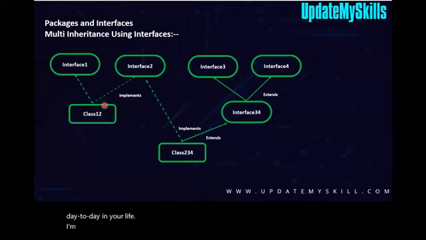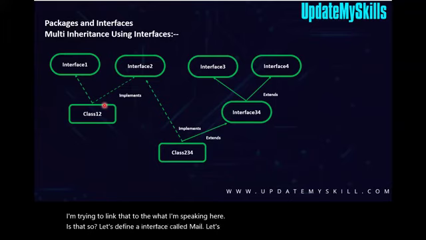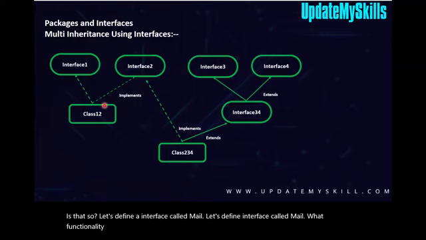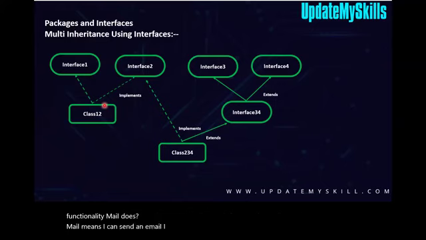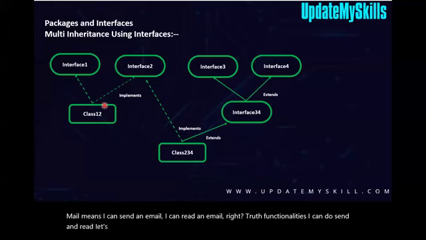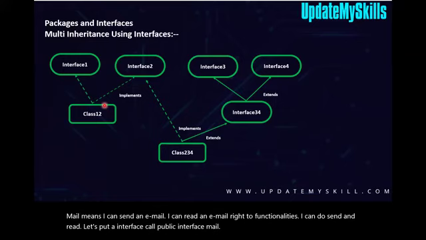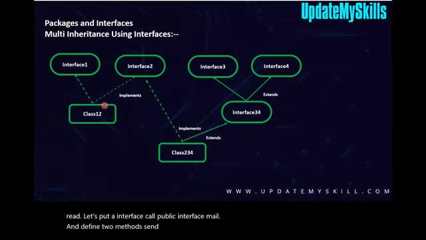I'm trying to link that to what I'm speaking about here. Let's define an interface called mail. What functionality does mail have? Mail means I can send an email and I can read an email, right? Two functionalities, send and read. Let's put a public interface mail and define methods: send email, read email, and compose email.